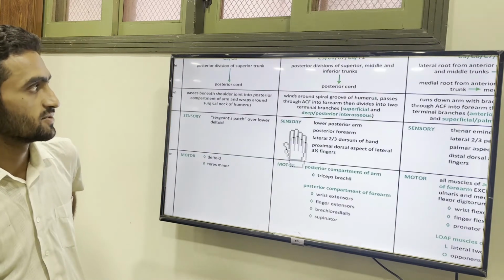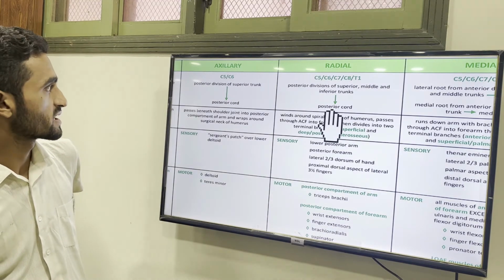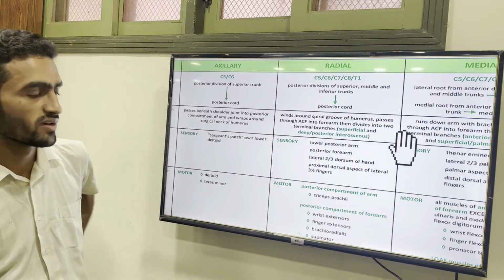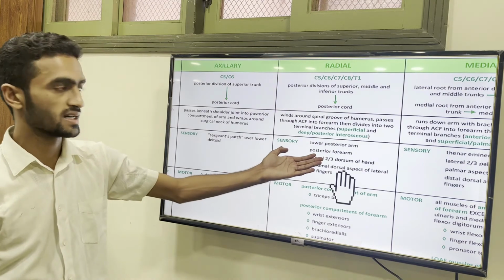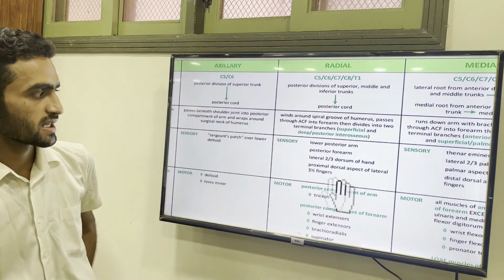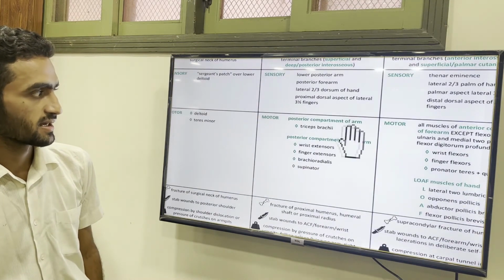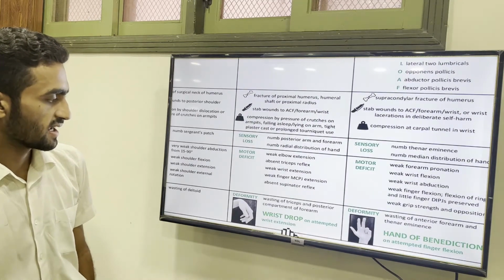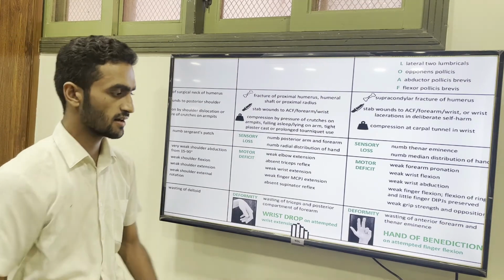If you follow the radial nerve, it comes from the posterior division of your posterior cord, and here is its course: it moves around the spiral groove, and the sensory supplies the extensor side. So the lower posterior forearm, your hand, and the motor supplies the posterior compartment, everything is there, so you can read it. And the deformity is wrist drop because the extension is not occurring.